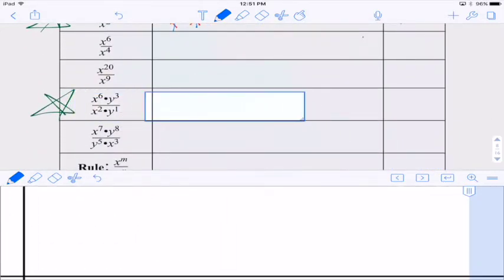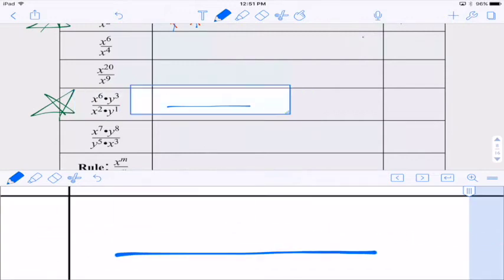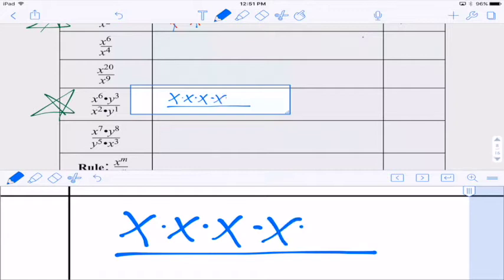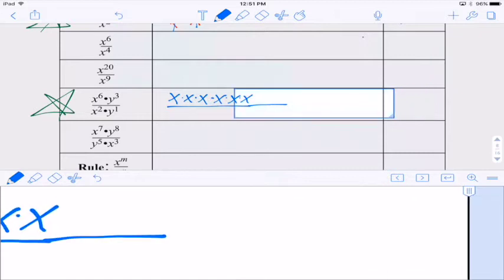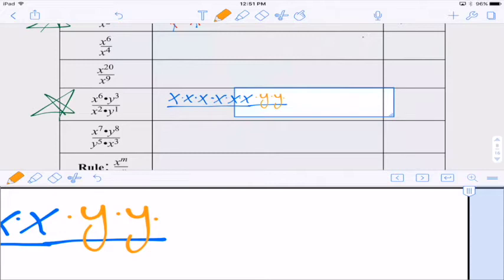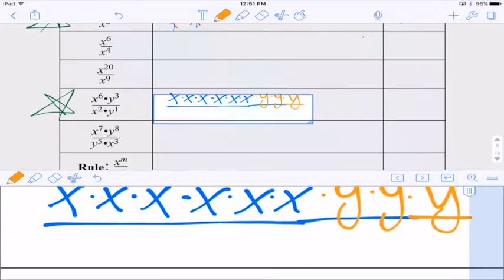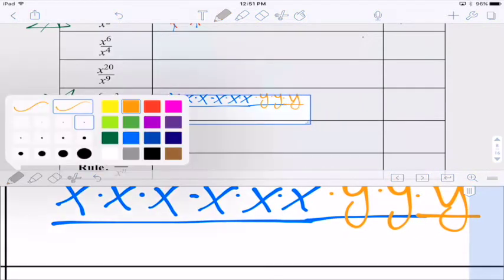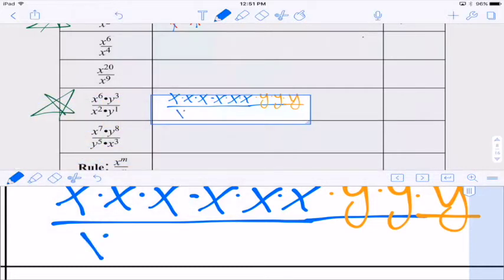Now we've got x's and y's. I'll do my x's in blue. So x to the 6th power is just x times x times x, x times x times x. There's 6 of them. And then my y's, I've got y cubed, so I'm going to do y times y times y. Then on the denominator, I'm going to go back to my blue for my x's. I've got x squared, so x times x, and I've got one y, just y.